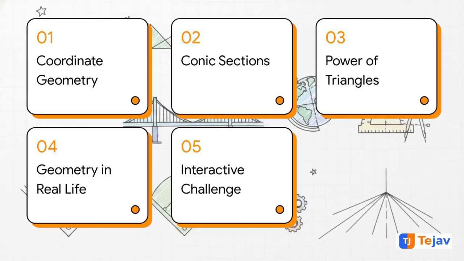So, here is our actual blueprint for today's explainer. First, coordinate geometry. Second, conic sections. Third, the power of triangles. Fourth, geometry in real life. And finally, we'll wrap up with an interactive challenge. We're going on a journey today, from a microscopic point all the way out to the macro universe.